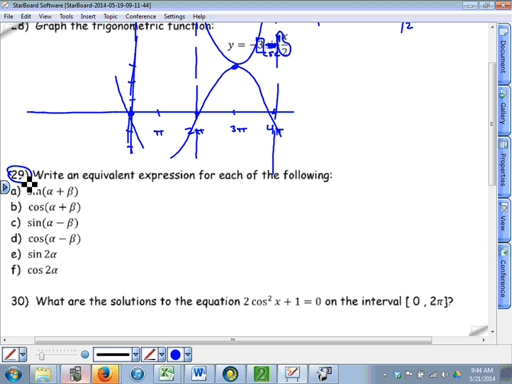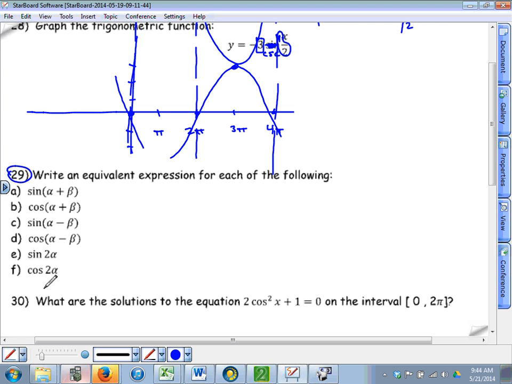There is a little bit of this going on the tests. You're going to have to remember these formulas. I would go back and look at them. They're in chapter 7, I believe, of our textbook. The sum formulas, the difference formulas, the double angle formulas. These are things you're going to have to know.